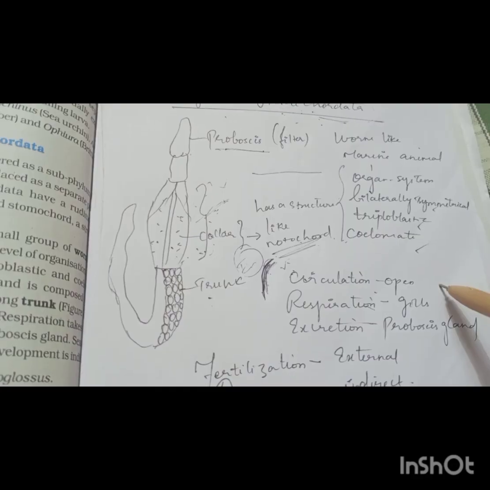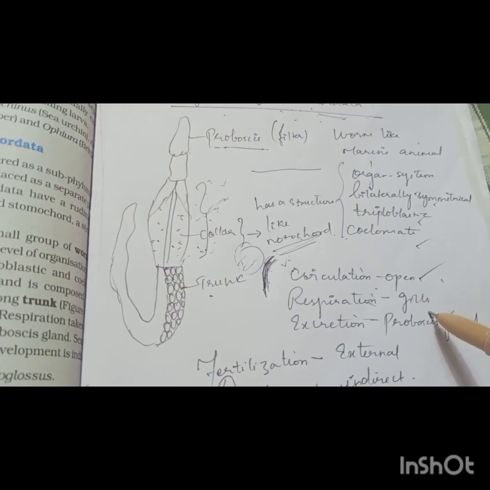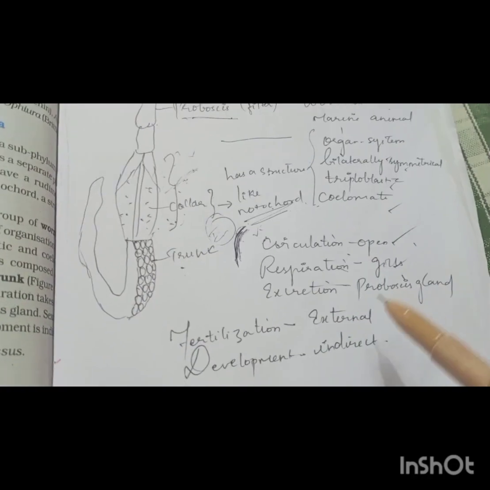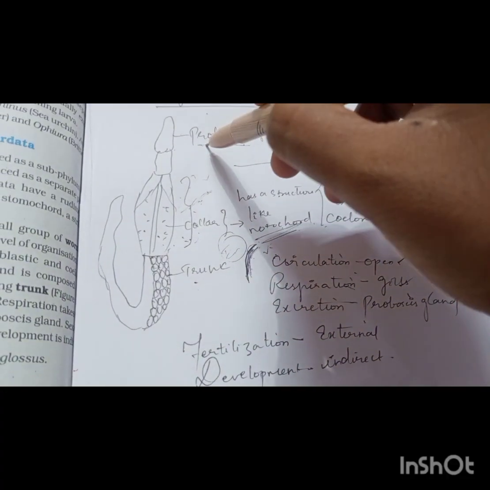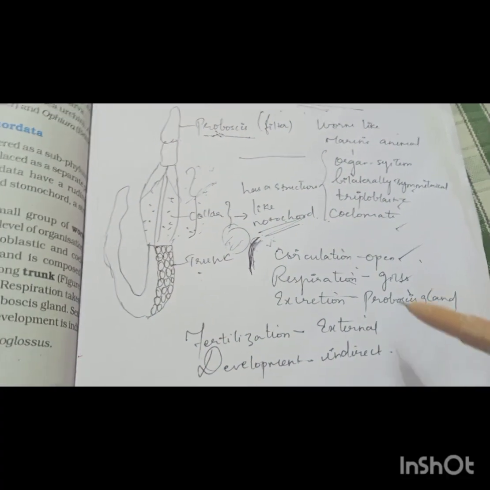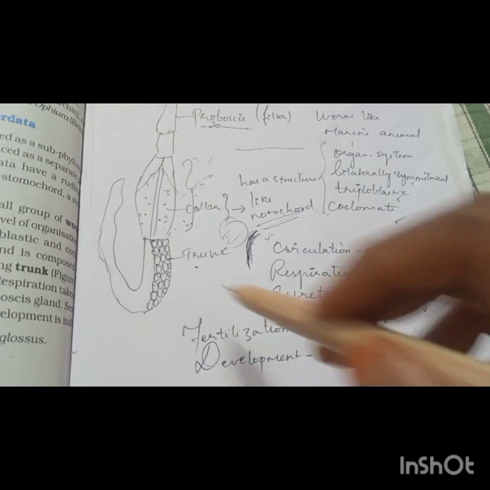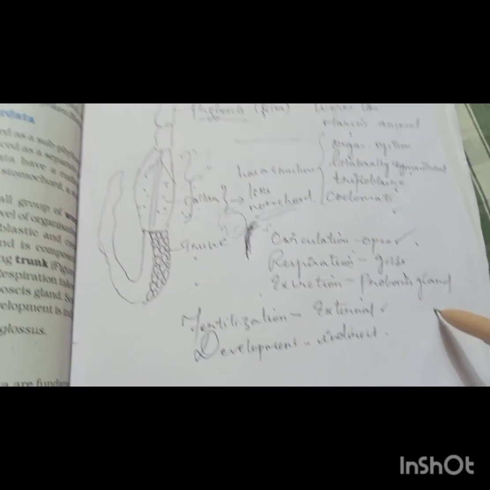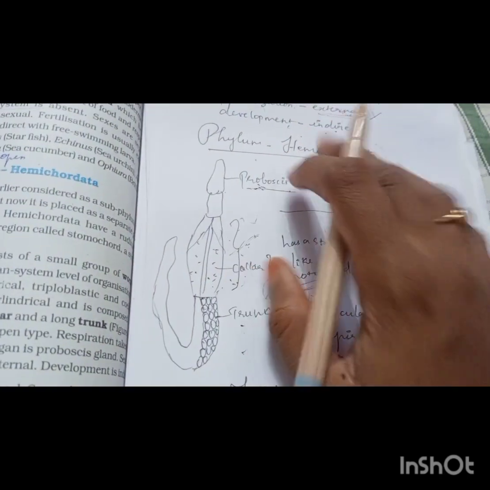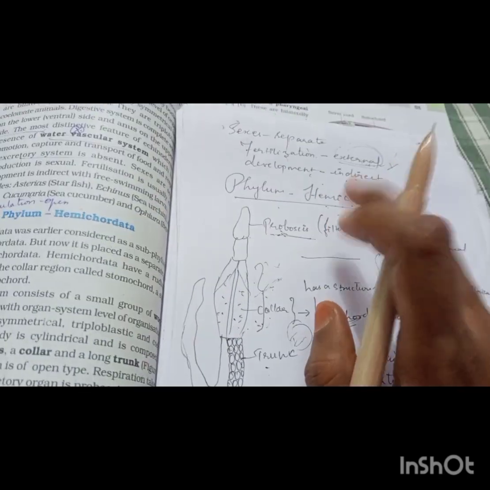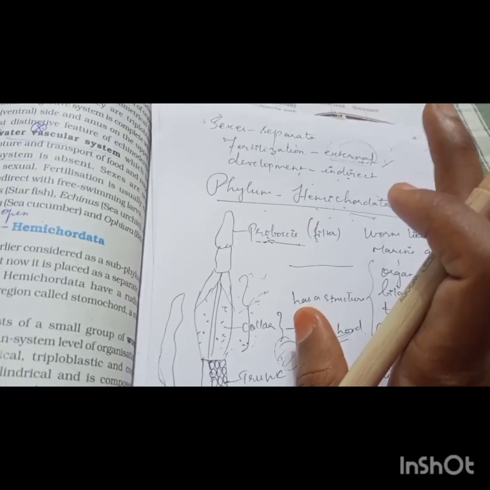The circulation is open and it doesn't have vessels. Respiration takes place through gills, and excretion takes place by the proboscis gland. It filters the waste from the blood and eliminates it. The fertilization is external. Male and female gametes are released into water where fusion takes place, and the development is indirect. So far what we have seen are the phyla belonging to non-chordata, or invertebrata.